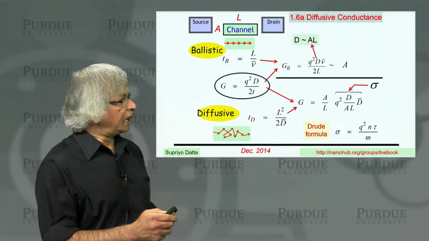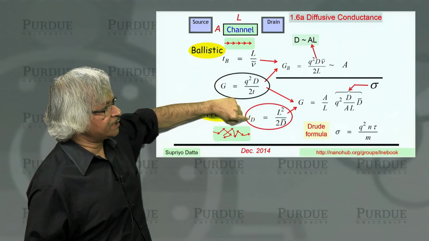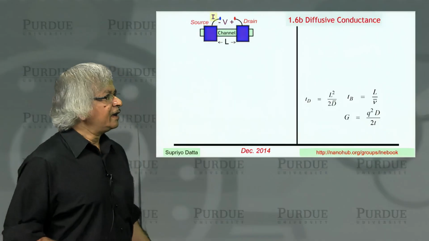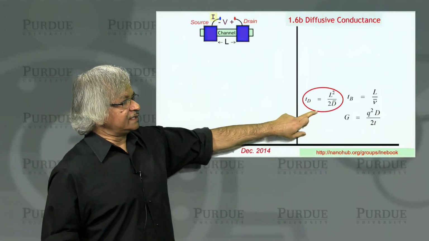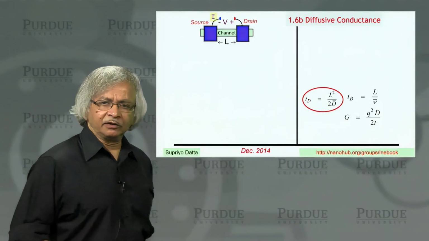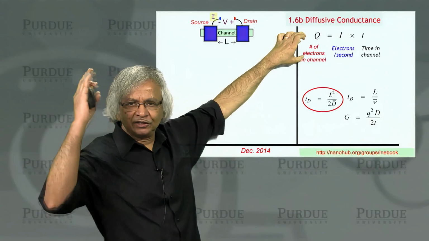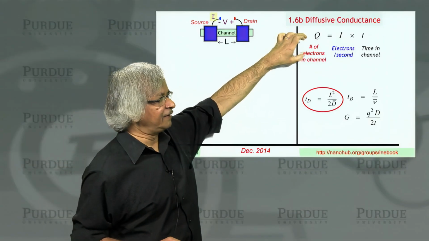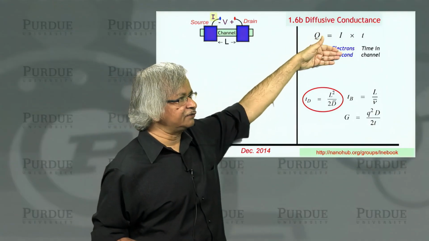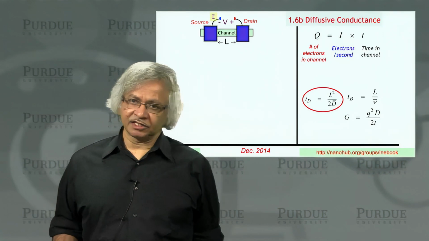Okay. Now, what I'd like to talk about next is this expression for the time that we are using here. I'll try to justify this a little bit. And so that's this time that's proportional to L squared over 2D. Now, one way to think about it is to use this basic expression that I had introduced in one of the earlier lectures, where I said that the number of electrons in the channel is related to the flux of electrons per second times the time that each electron spends in the channel.